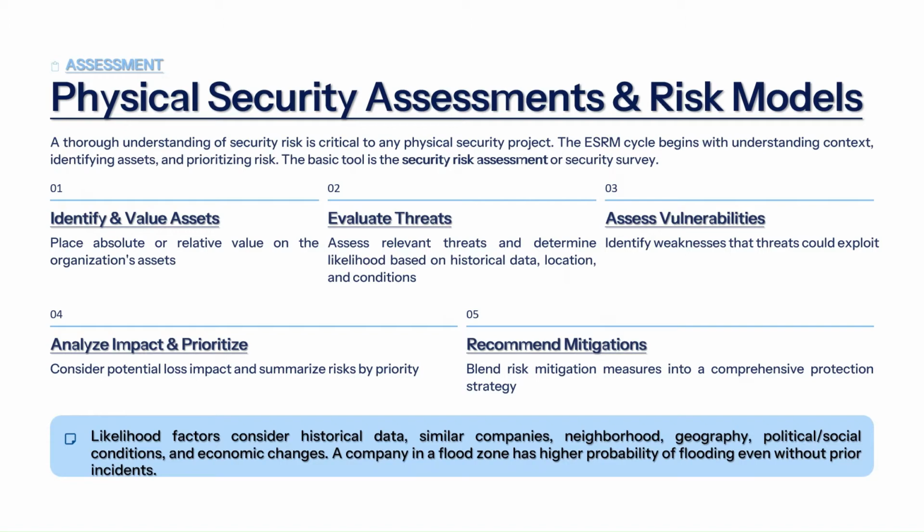Risk is determined by evaluating the likelihood of an incident and the potential impact if it occurs. Finally, recommended mitigation strategies are developed. These strategies blend deterrence, detection, delay, and response measures into a cohesive protection plan. Physical security assessments ensure that protective measures are justified, proportional, and aligned with actual risk.